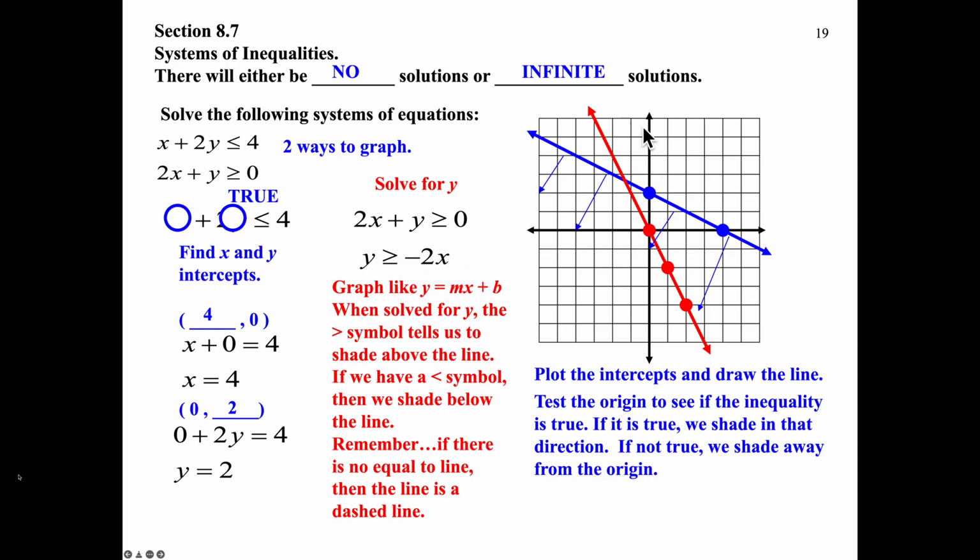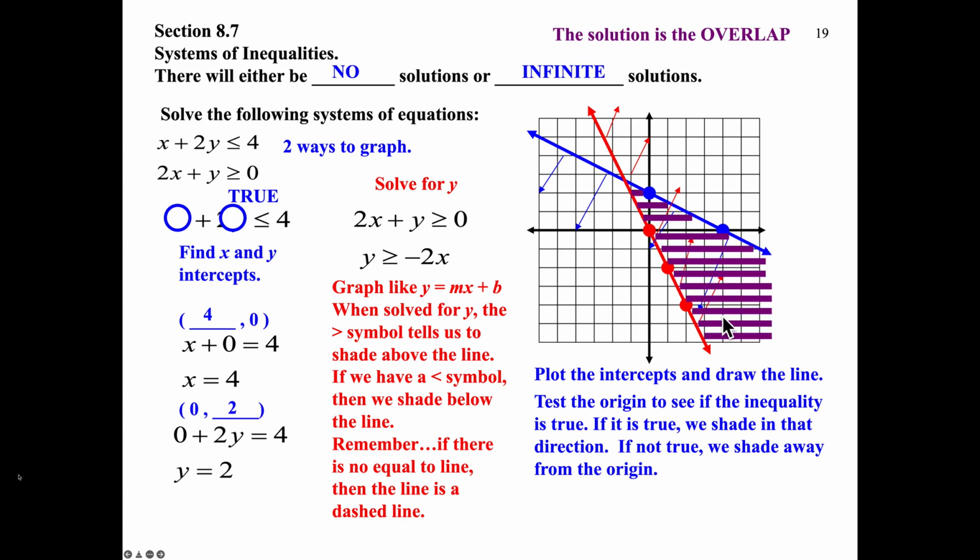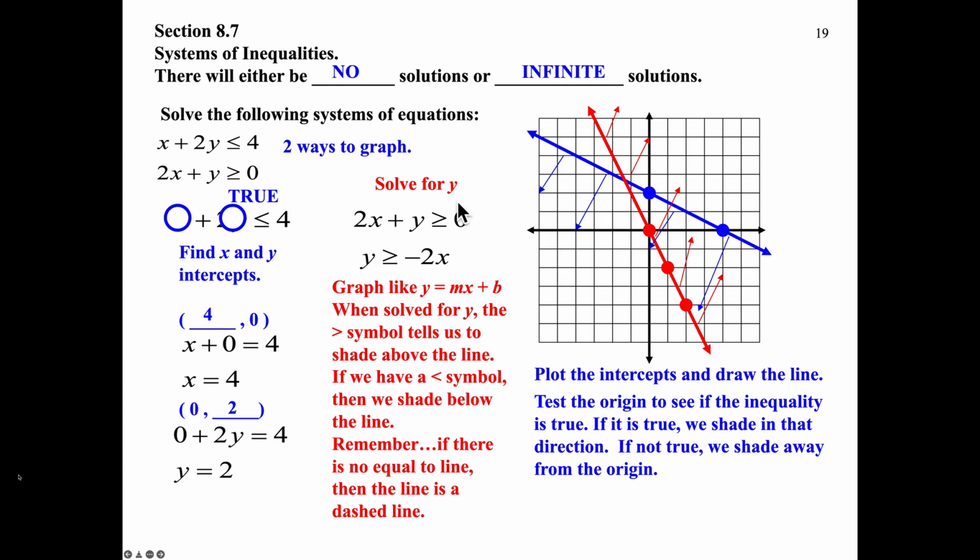I shade above. Now, where the red and blue arrows point at each other and overlap is my shaded region. That's right in here. Any point in this region will make your system of inequalities true. So, for example, let's pick a point. We could test 1, 1 right here.